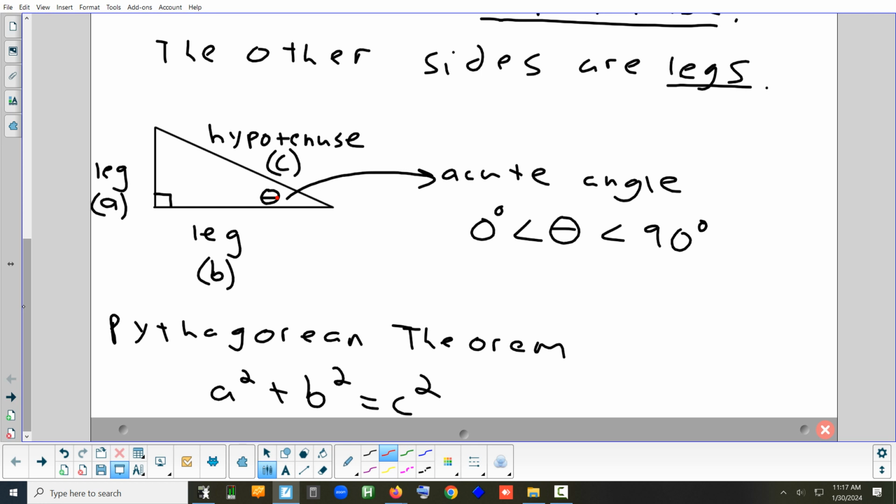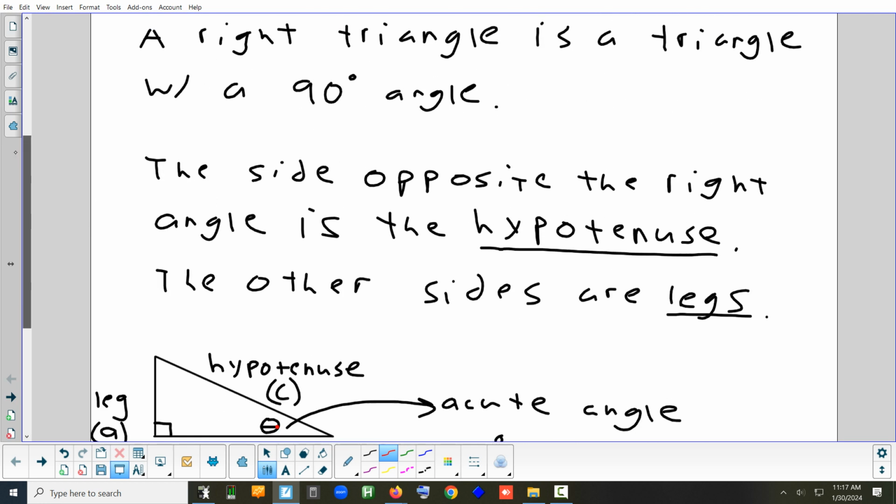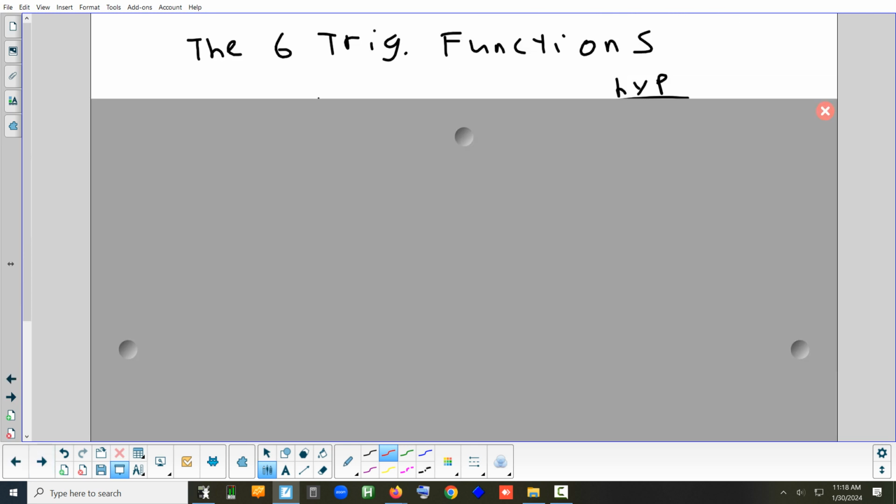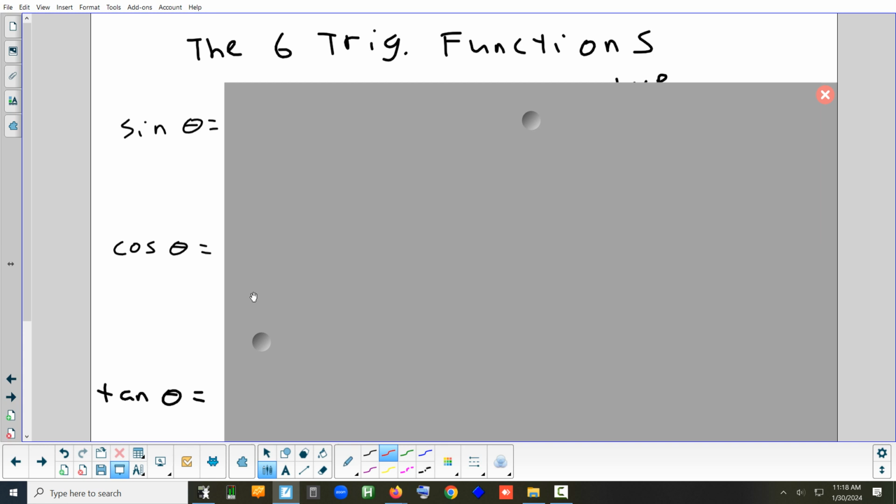Okay, so any questions on the terms hypotenuse, legs, or what the Pythagorean theorem is? Okay. So we're going to look at the 6 trig functions again. The sine, the cosine, the tangent. You tell me, what are the other 3? Cosecant, secant, and cotangent. So we've already looked at them before.